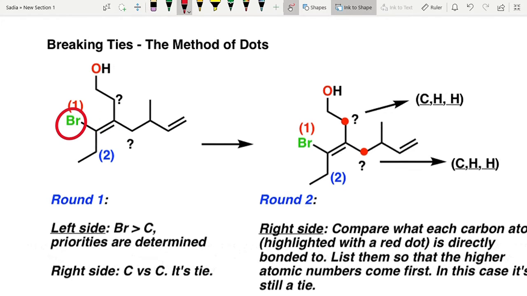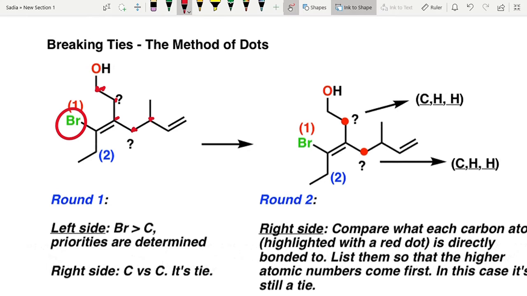And if we look at this carbon over here, we have carbon directly binded and carbon directly binded. So it is a tie. We'll move on to the next element. The next one over here is carbon. The next one over here is also carbon. Again there is a tie.